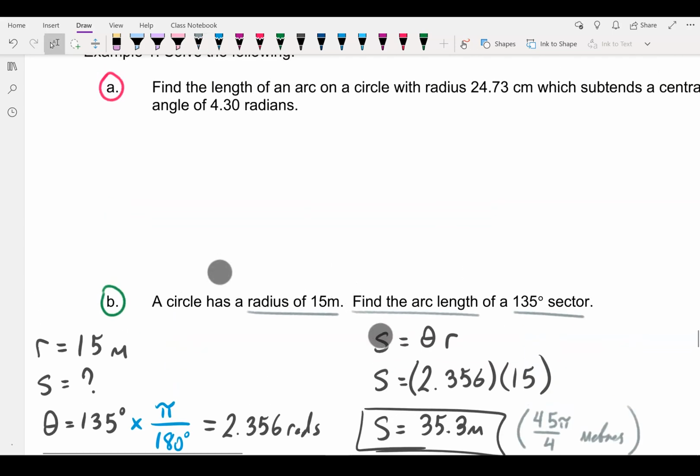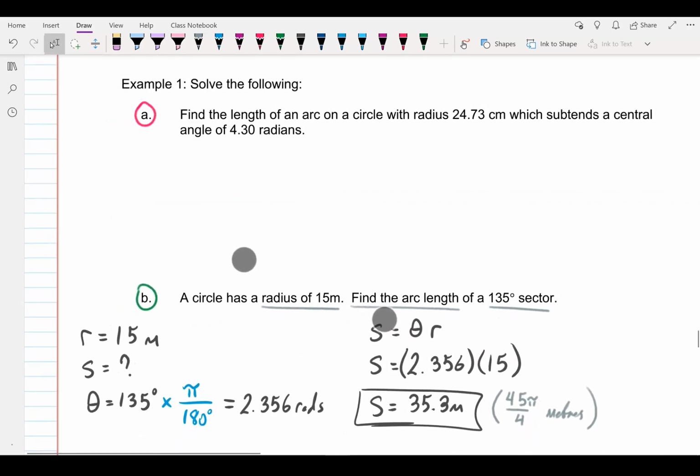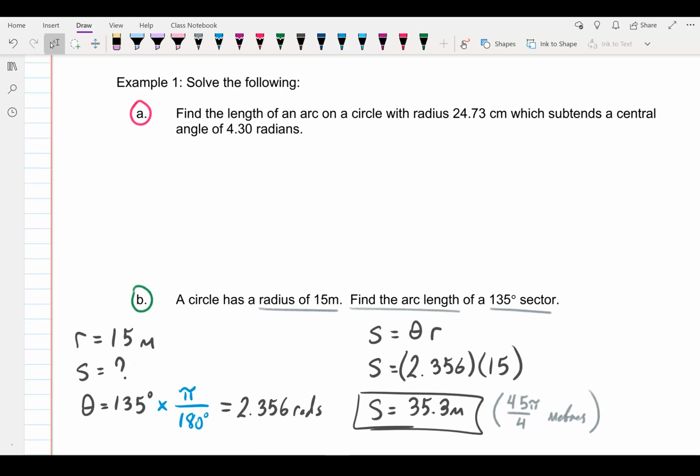So I would like you to try example 1a. I'll leave example 1b there as a reference. I would like to see if you can get example 1a. The answer should be 106.3 centimeters. All right, so pause the video, give that a shot.